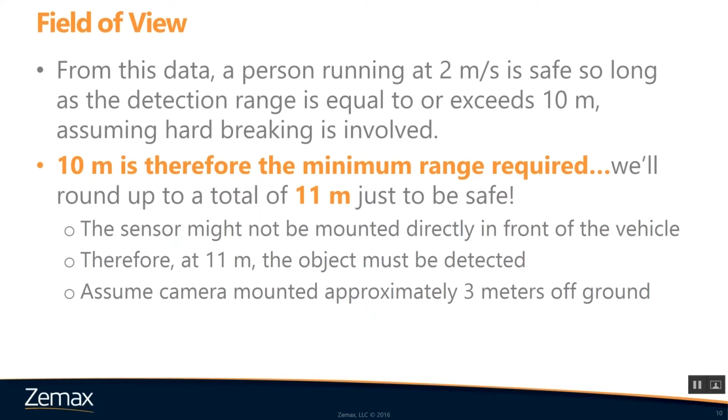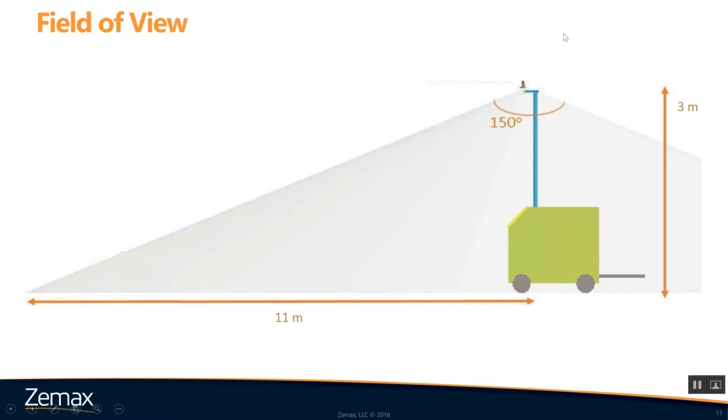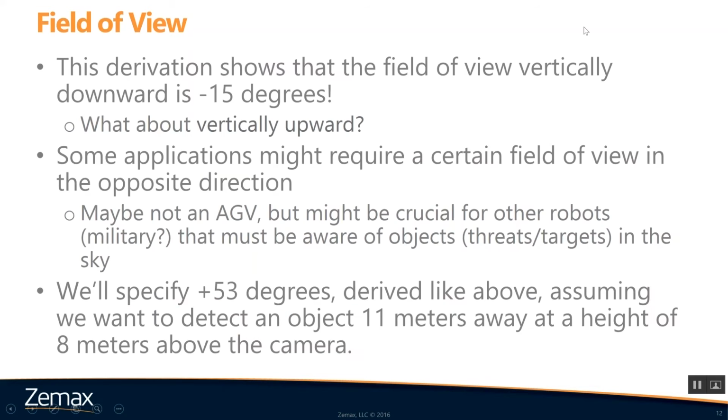Now, we're also going to assume that our camera is going to be mounted approximately 3 meters off the ground. So just to show you what we're working with, that's just kind of a cartoon representation of what we just discussed. And that derivation shows that the field of view vertically downward has to be negative 15 degrees.